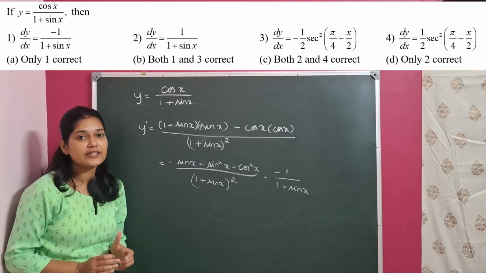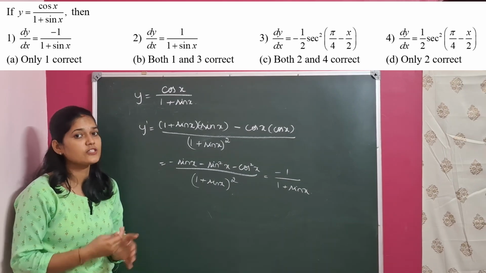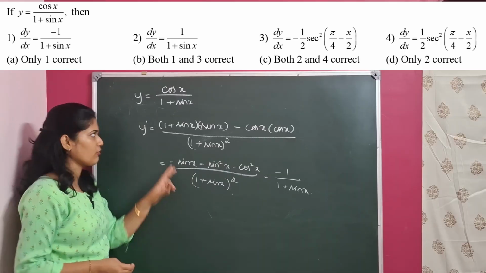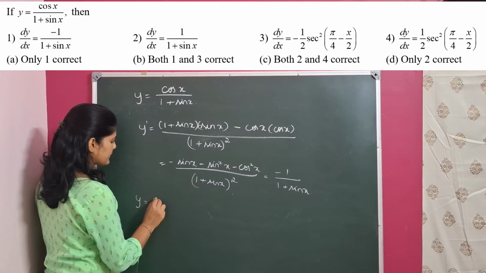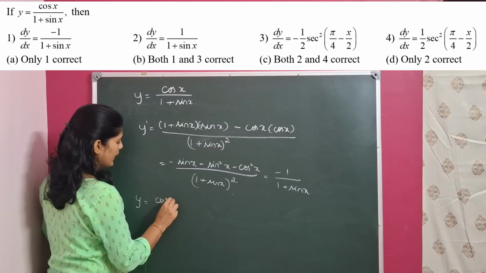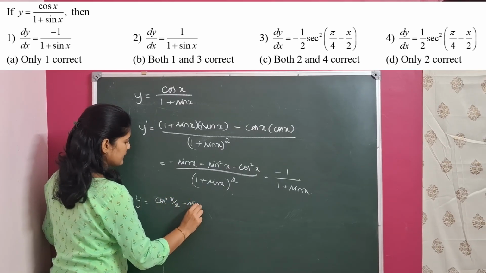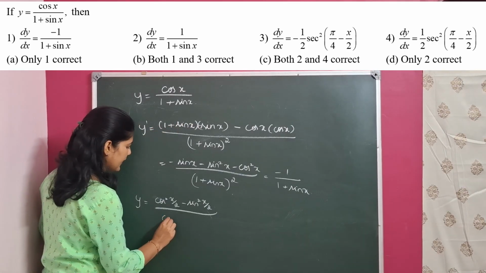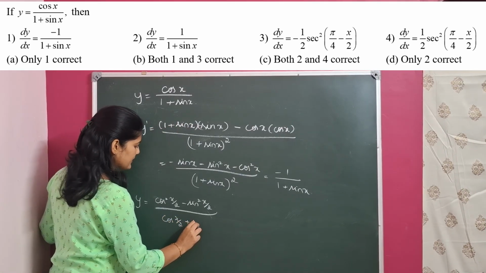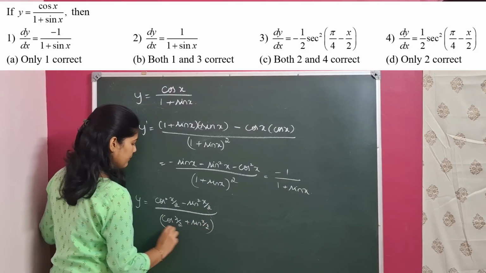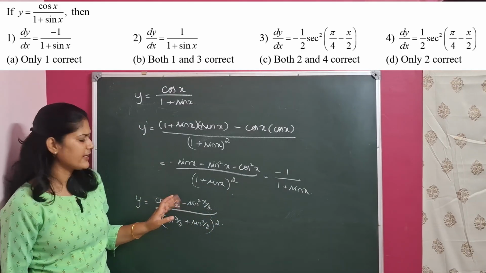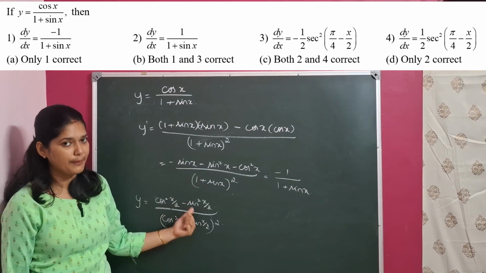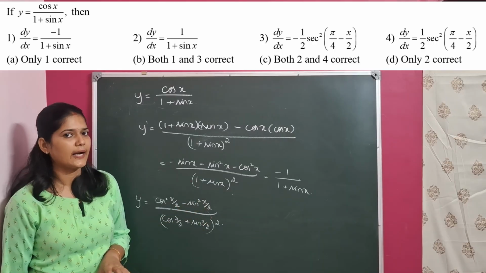Now let us simplify this using half angle formula, because there are other options which include half angles. So let us simplify this using half angle. Cos x can be written as cos square x by 2 minus sin square x by 2. Similarly, 1 plus sin x can be written as cos x by 2 plus sin x by 2 whole square. Right? So the numerator is in the form a square minus b square. If we split it, it will be cos x by 2 plus sin x by 2 into cos x by 2 minus sin x by 2.